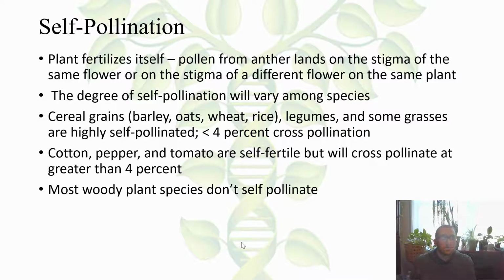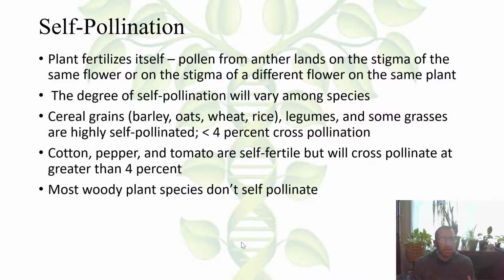Now, the degree of self-pollination will vary among species. It's more common in our cereal grains, so barley, oats, wheat, and rice, and our legumes. These could be very highly self-pollinated, where in some of these species or varieties we see less than 4% cross-pollination. So they're primarily self-pollinated.